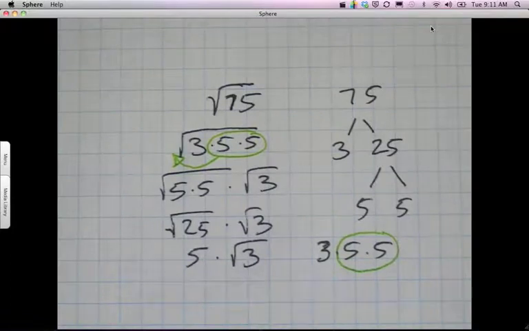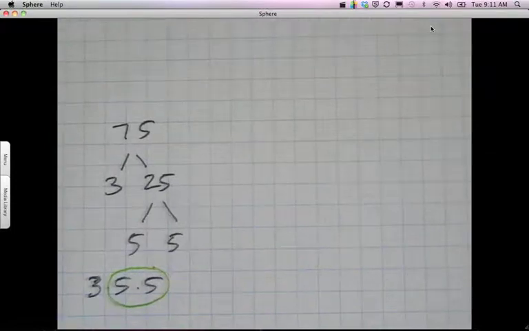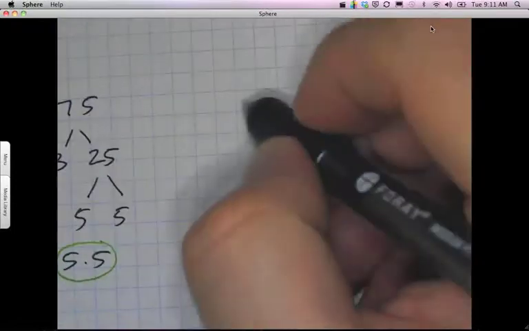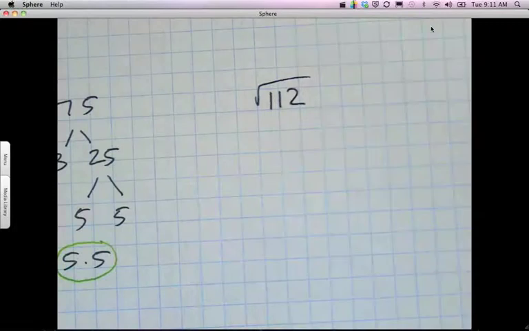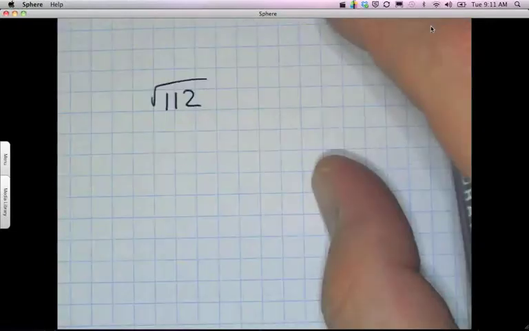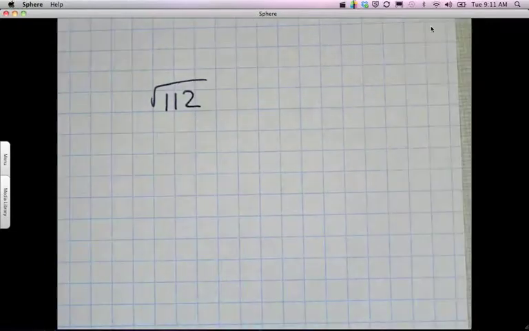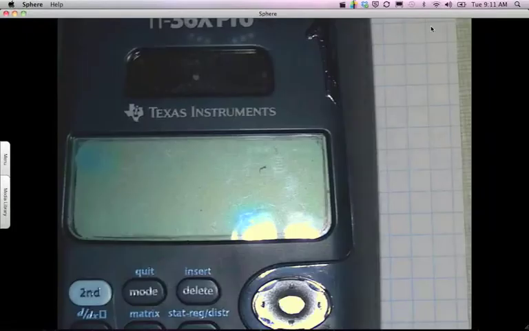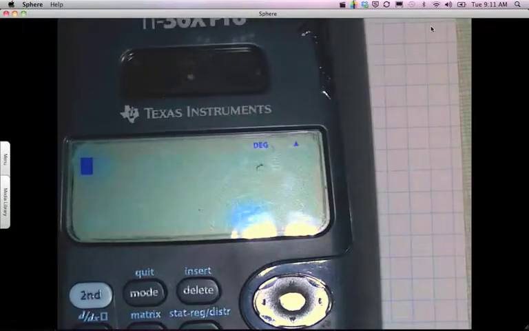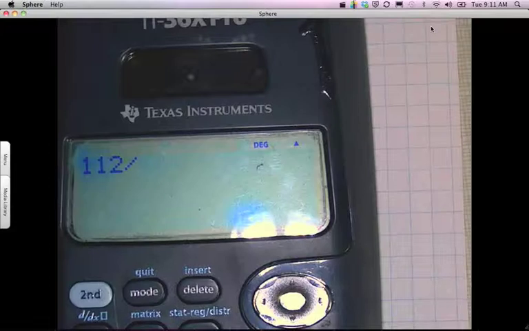Now I'm going to try it with the next one, which is a little bit bigger, the square root of 112. For this one, I'm probably going to use a calculator to help break it apart. So, square root of 112. Let's start by factoring it out first. If you don't remember how to do this, you can test different numbers to see if they can factor the number out.